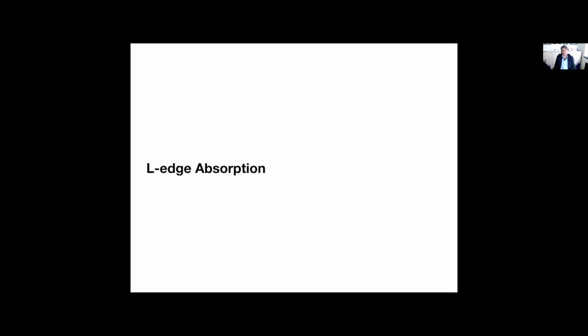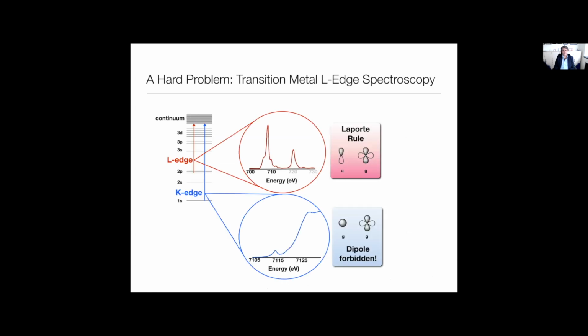Now, let's go to more complicated spectra, and I want to bring up here the L-edge. The L-edge absorption spectrum arises from exciting 2p electrons into the 3d manifold, and of course that is a Laporte allowed, so dipole allowed excitation, and that means the L-edges are much lower in energy, and they're also much more intense than K-edges, because we're looking at a dipole allowed transition.